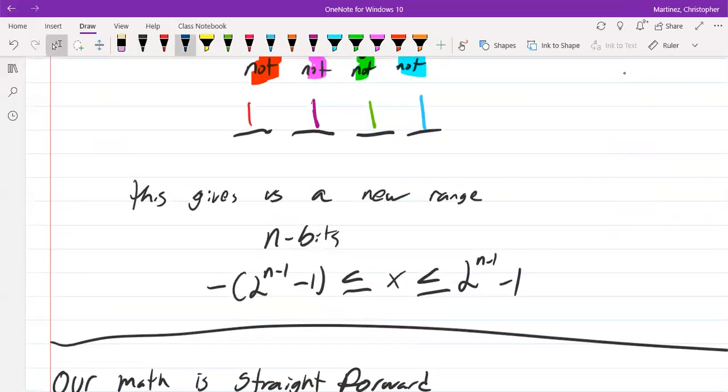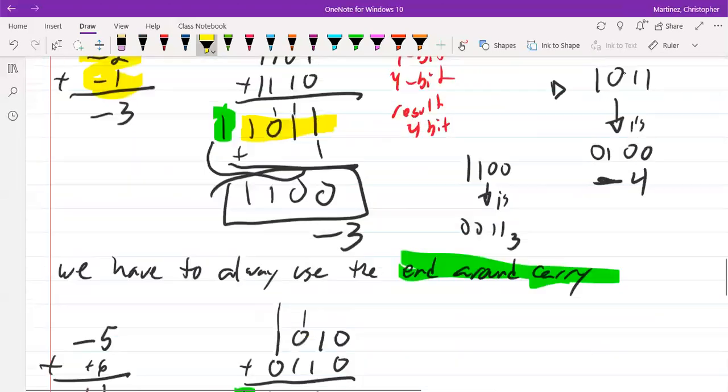Now, one thing that I did skip, I'm going to come right back to, is that a signed number has a range. The range now is a little bit different. For n bits, we say it's from -2 to the n minus 1 all the way up to 2 to the n minus 1 minus 1. Okay, so let's come back to this.